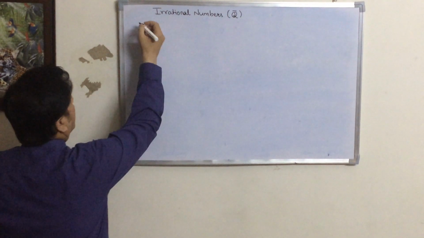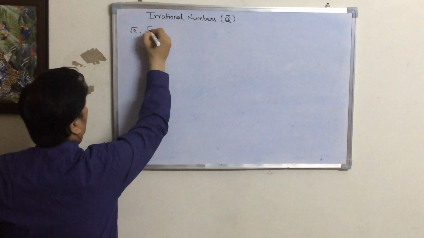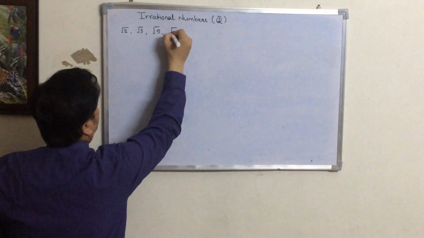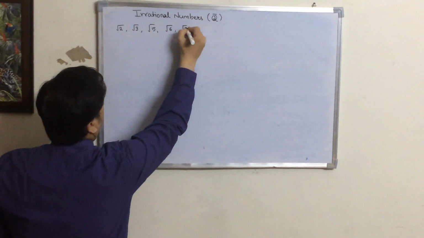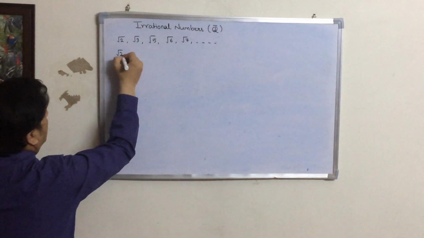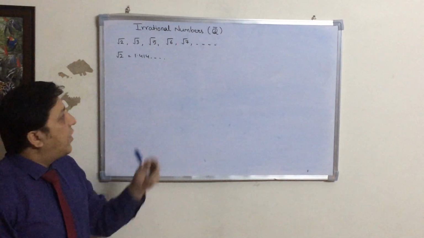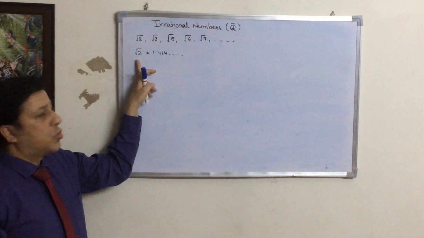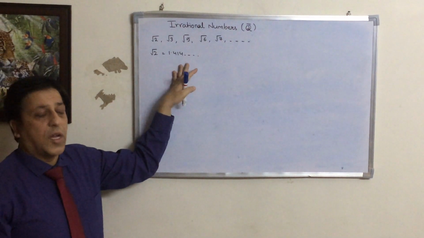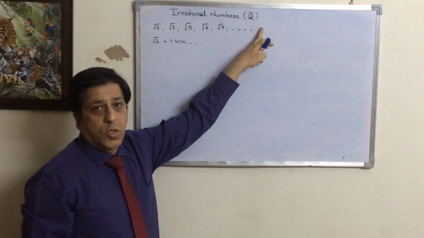For example, the irrational numbers would be under root 2, under root 3, under root 5, under root 6, under root 7 and so on. Because the value of under root 2 is 1.414 and so forth. We cannot determine the value of under root 2 accurately. Therefore, any such numbers are called irrational numbers. They are represented with the letter Q with a bar on the top.